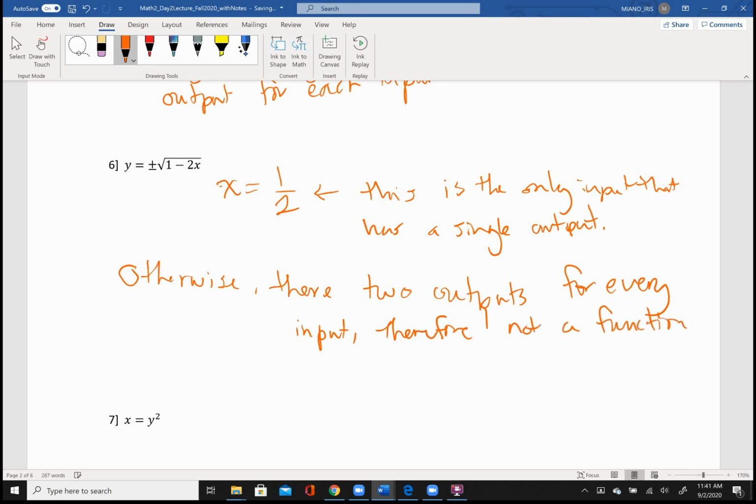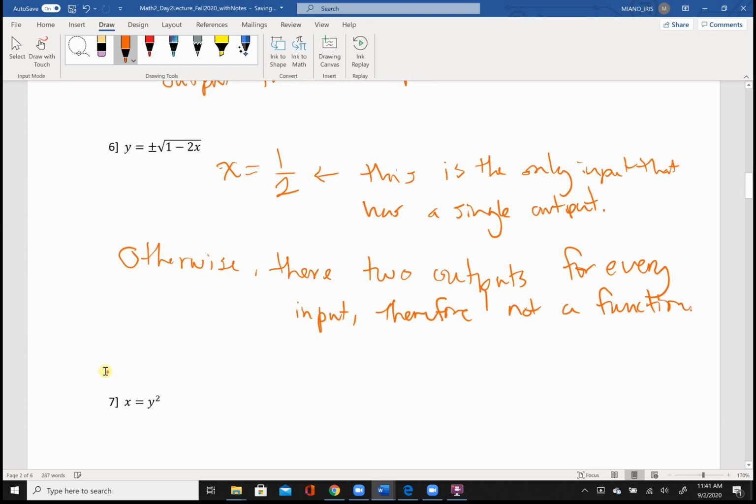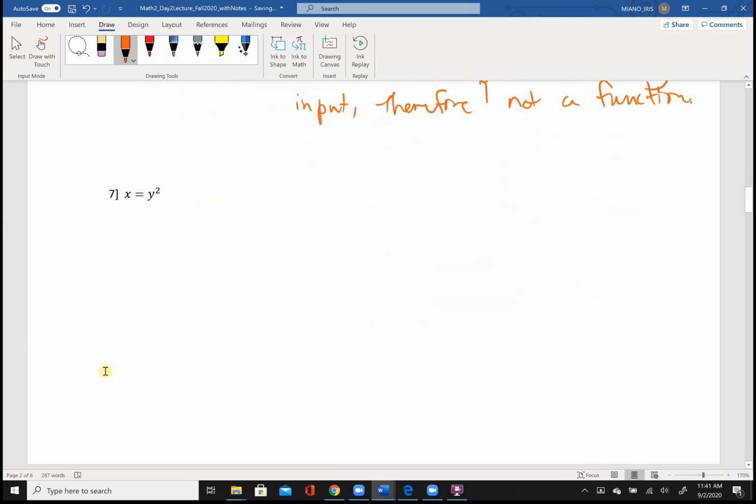Notice that in number 7, we are not given the equation solved for y, so we need to solve this equation for y, and in doing so, we need to take the square root of both sides. So let me go ahead and show you how that works algebraically. So here's the original problem, right?